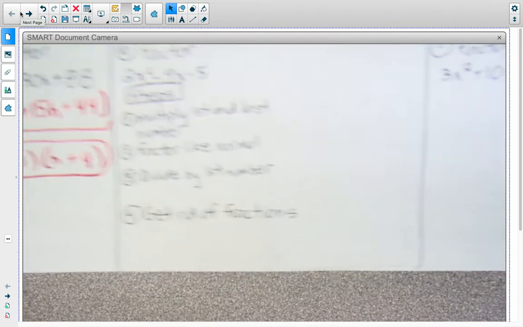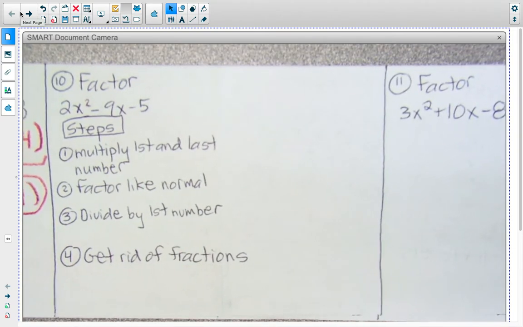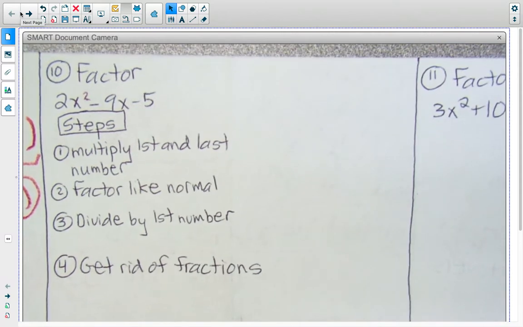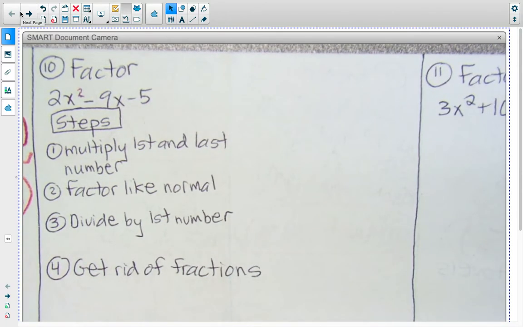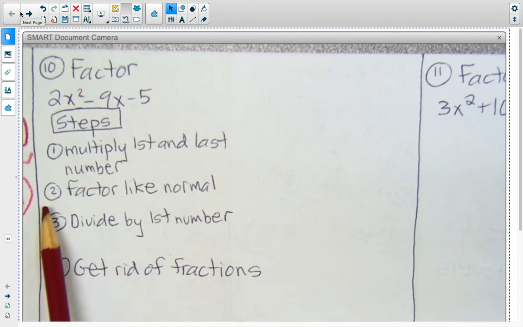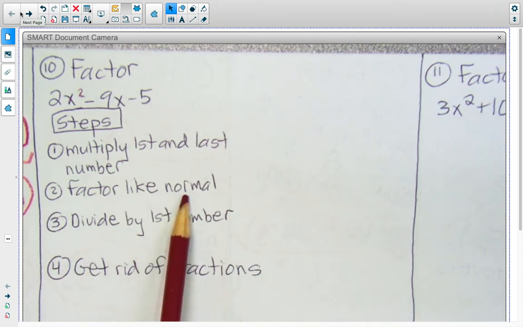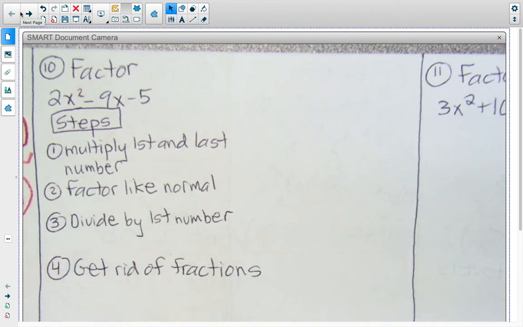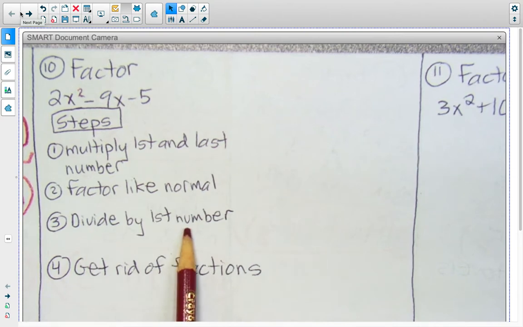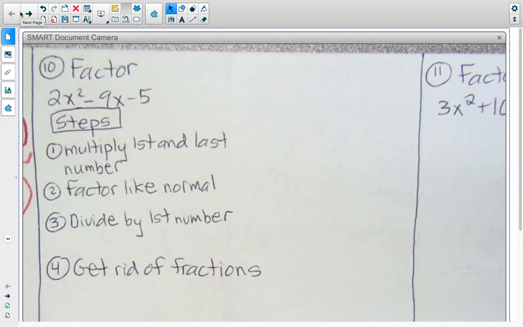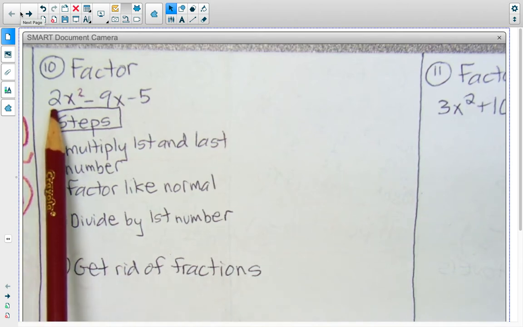So instead, I'm going to show you, it's 4 steps that'll get you right to the answer. That way you don't have to guess and check and play around with your parentheses. So I've already listed out the steps for us. Step 1, we're going to multiply the first and last number. Step 2, we're going to factor like normal, like as in with the 2 sets of parentheses, multiplies to give you the last and adds to give you the number in the middle. Step 3, we're going to divide by the first number in the problem. And then step 4, we're going to get rid of fractions. So you only use these 4 steps when we have a different coefficient right here.